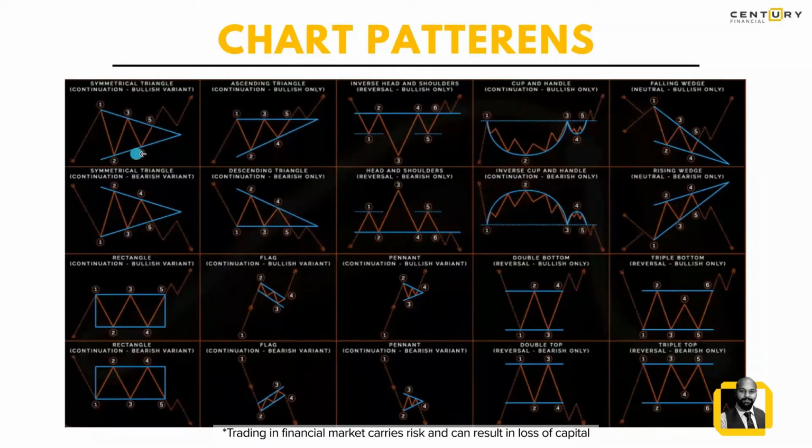Hence, it is symmetrical. The triangle is a symmetrical shaped triangle. Now you have an ascending triangle where the upside has proper horizontal resistance, but on the downside you can see every time it comes down, it is not coming down to make a new low. In fact, every time it comes down, it makes a higher low. So these are known as ascending triangles.